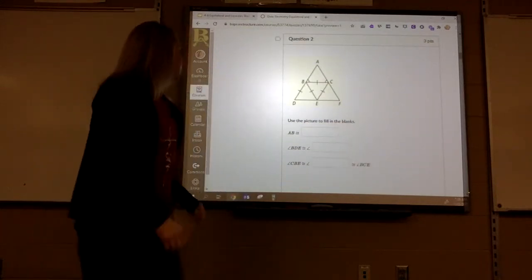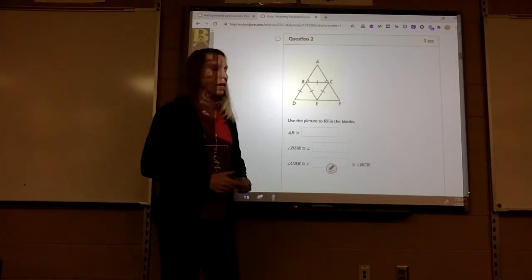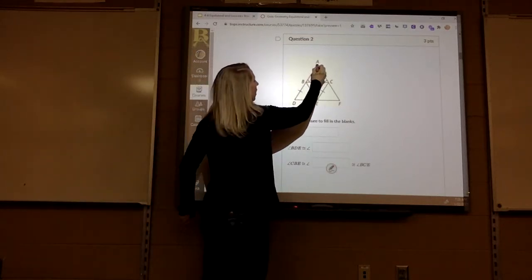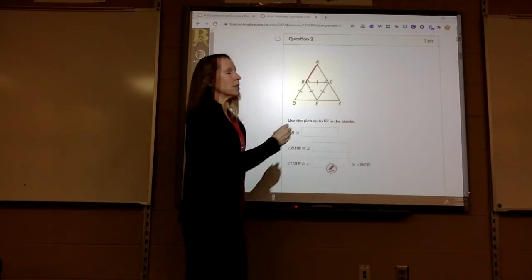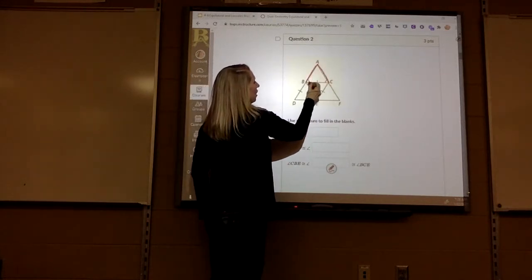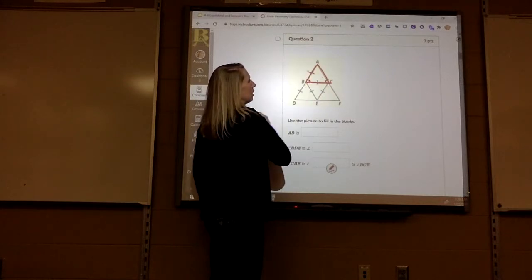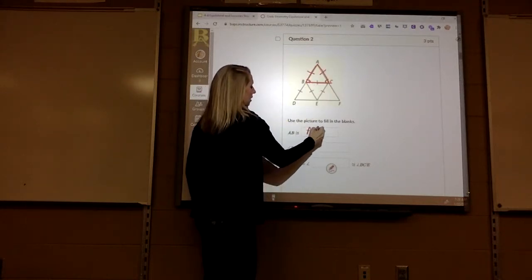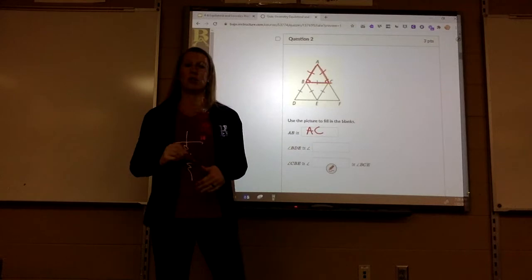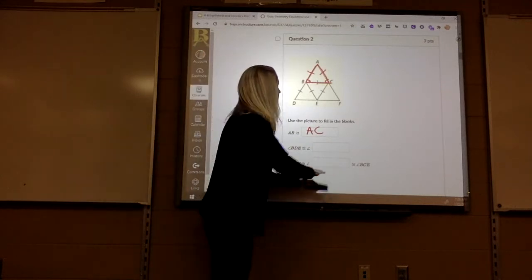So number 2, it's the same type of thing. So AB is right here. That's going to go with this other triangle, the top triangle. So notice the base angles are equal, so AB would have to equal AC. Next, we're going to look at the angles.